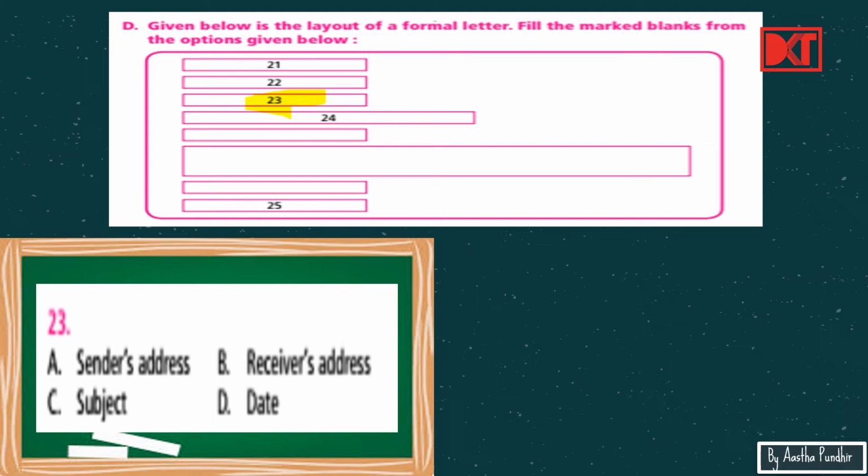Okay, next up, 23. The options are sender's address or receiver's address or subject or date. After the sender's address and the date, we write the receiver's address, whom we are writing to. Remember the date comes between these two addresses. First of all, you write the sender's address. You let the person know who is writing the letter. Then you give the date on which the letter is written. Then you write whom.